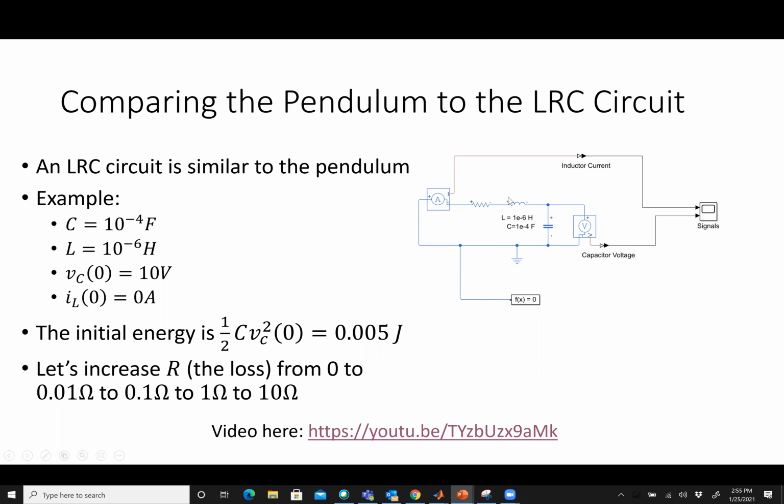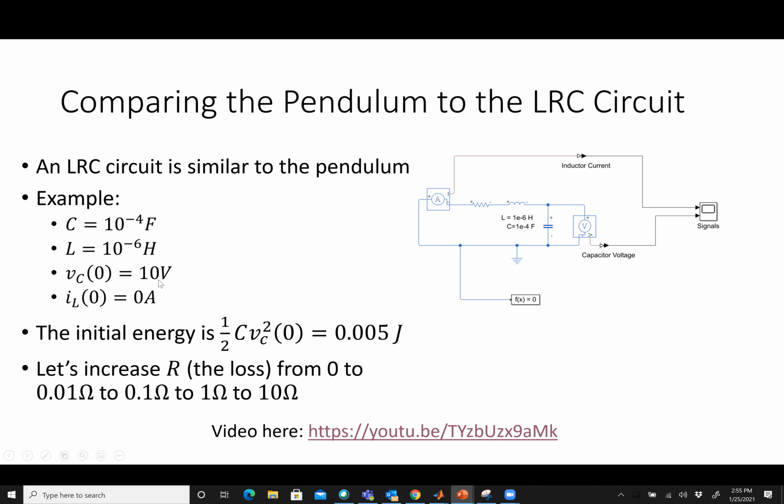So in this particular case, what I have is what I'm going to call an LRC circuit. Now this is a picture from this tool I call Simulink. So what I have is a resistor, an inductor, and a capacitor. And this guy right here is a current sensor, and this guy right here is a voltage sensor. So I'm measuring the voltage across the capacitor and the current through the inductor. And I've given you the parameters that I have here.